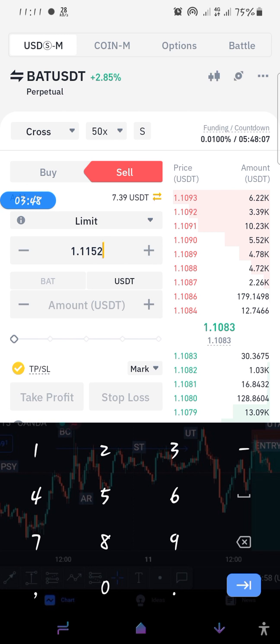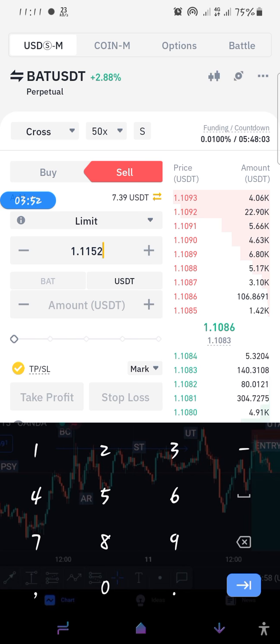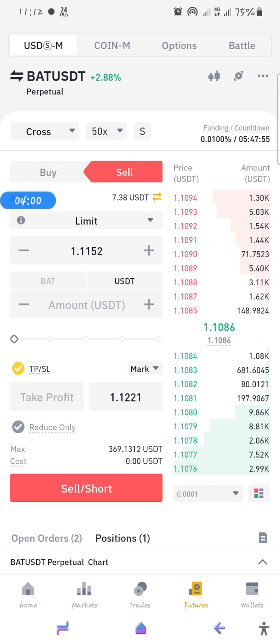And then your stop loss, you can see once you click on stop loss, TP will come up. So you click on stop loss, and I'll definitely give you a stop loss. So 1.1221. So we are done. We are done for that. That's how to set your pending order. Then you click on sell short.